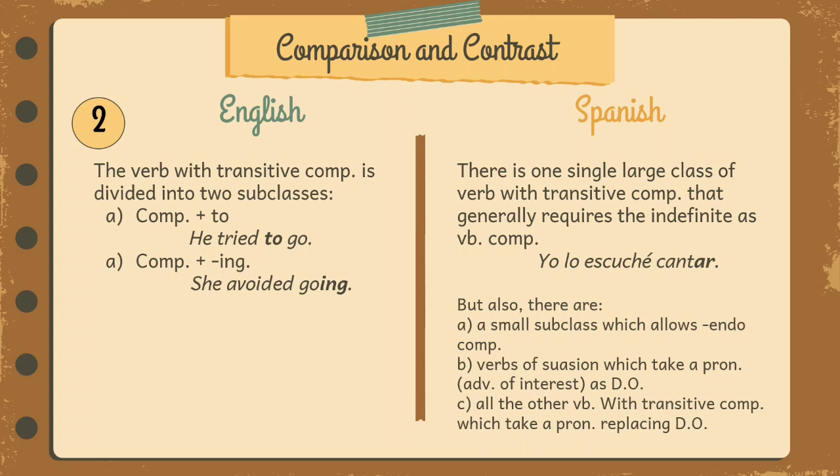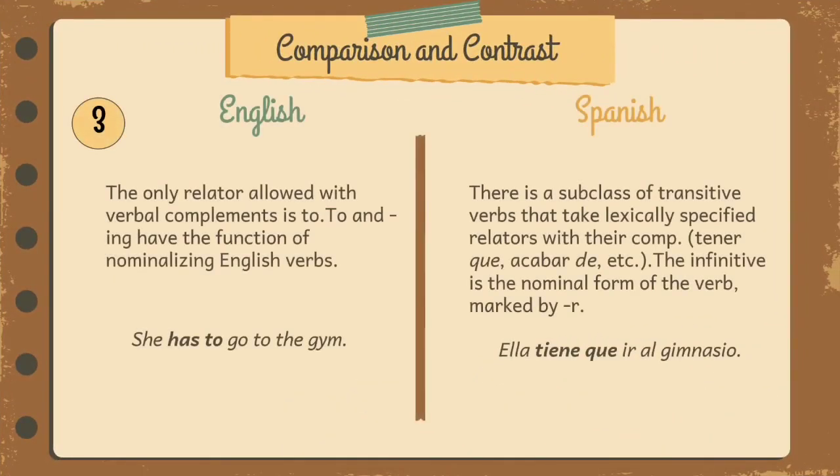But also, there is a small class which allows endo complement, verbs of persuasion which take a pronoun as an adverb of interest as direct object, and all the other verbs with transitive complement which take a pronoun replacing the direct object. Number 3. The only relator allowed with verbal complements in English is to.